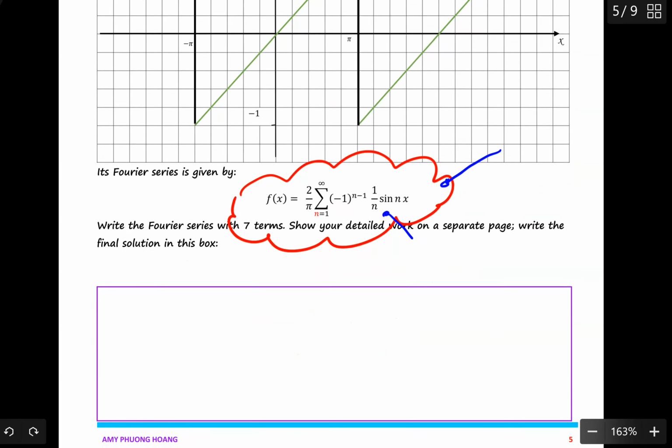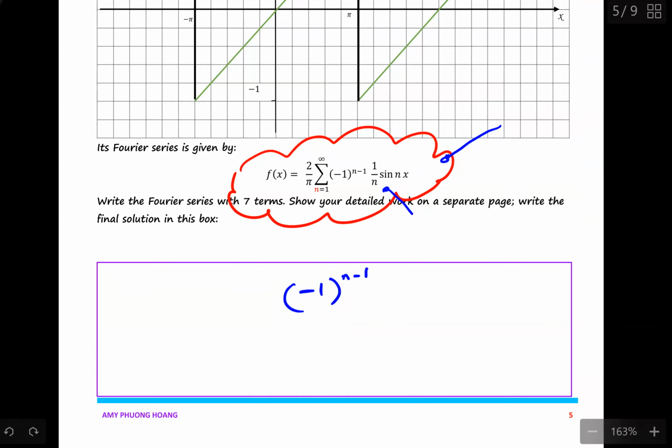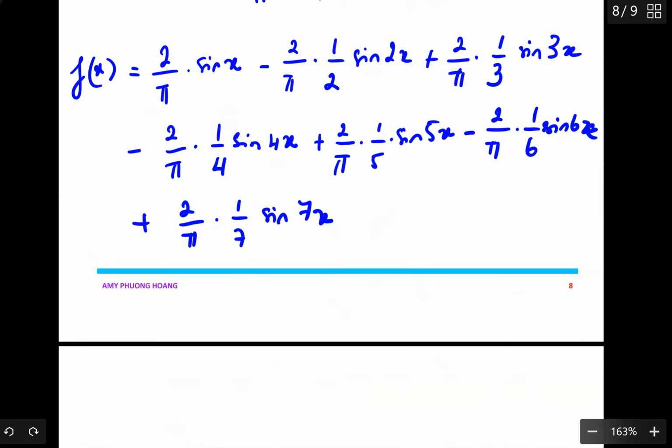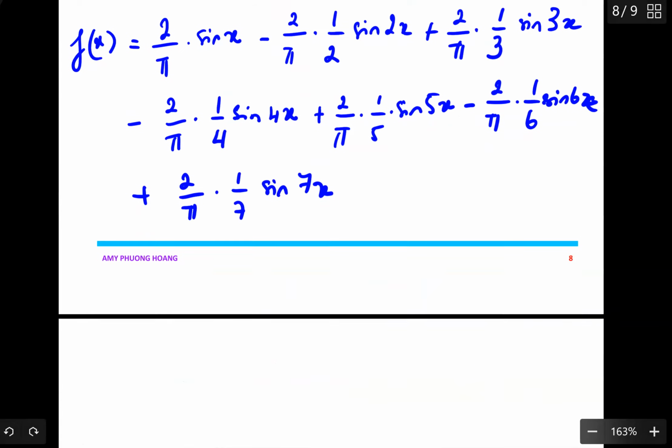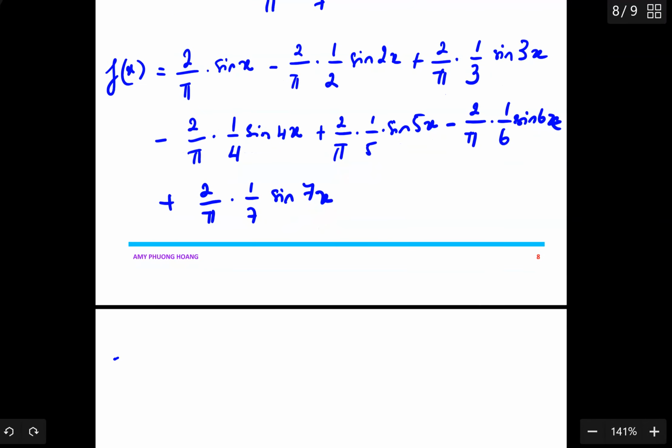Now you see that the minus 1 to the exponent n minus 1 tells you that it's actually alternating between the positive values and the negative values. So let's get back to our Fourier series. Now you see that I can factor out the 2 over pi. Okay, factor out the 2 over pi.